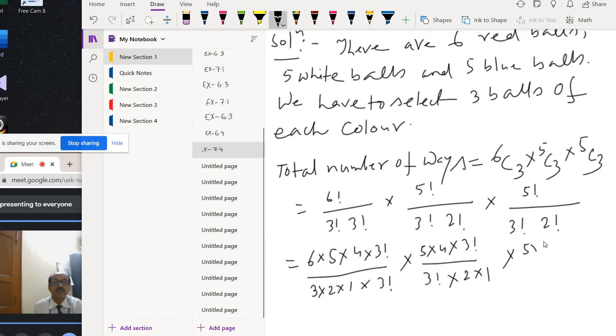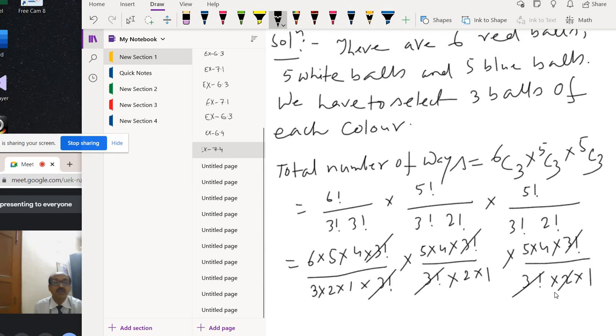Same only, 5, 4, 3 factorial by 3 factorial into 2 into 1. Okay. So the 3 factorials cancel. So 2 divides 6, 2 threes are 6. So first it will be 5 fours are 20. Then 2 twos are 4, so 5 twos are 10, and it will be 10.